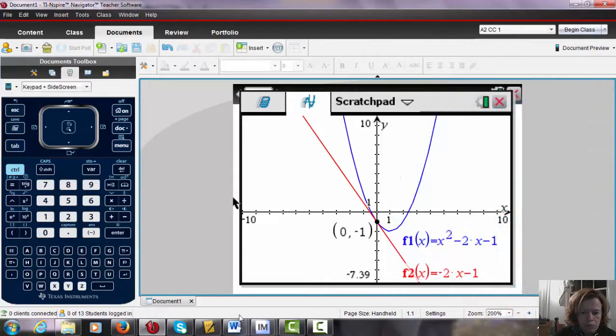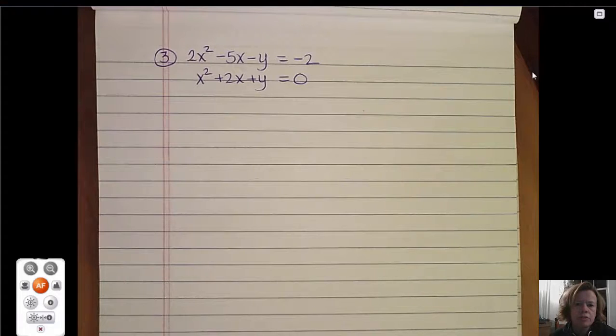So let's do one more. We need to solve 2x squared minus 5x minus y equals negative 2, and x squared plus 2x plus y equals 0. So here I have two parabolas, and I'm curious about what their points of intersection are. We could solve for y in both cases and set those expressions equal to each other, but I do want to remind you that elimination will also work even when I have nonlinear systems as a way of solving.